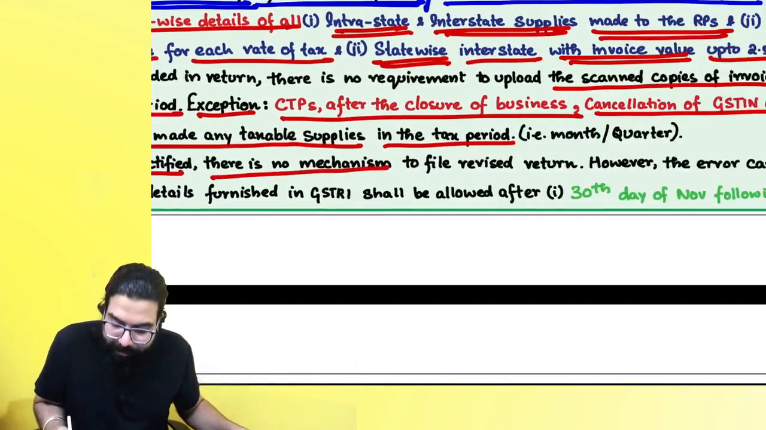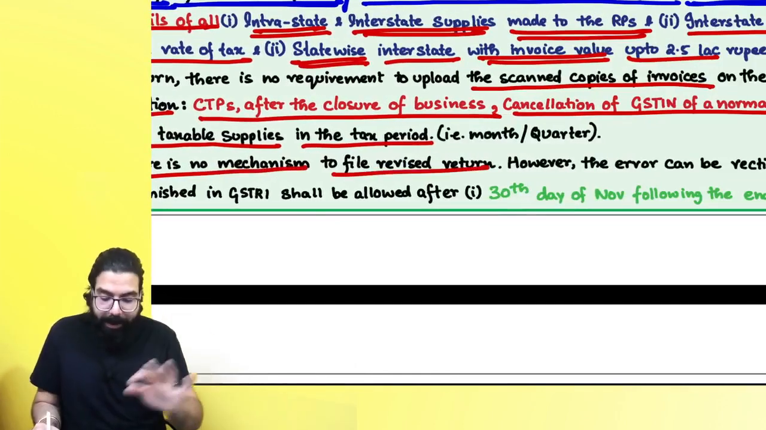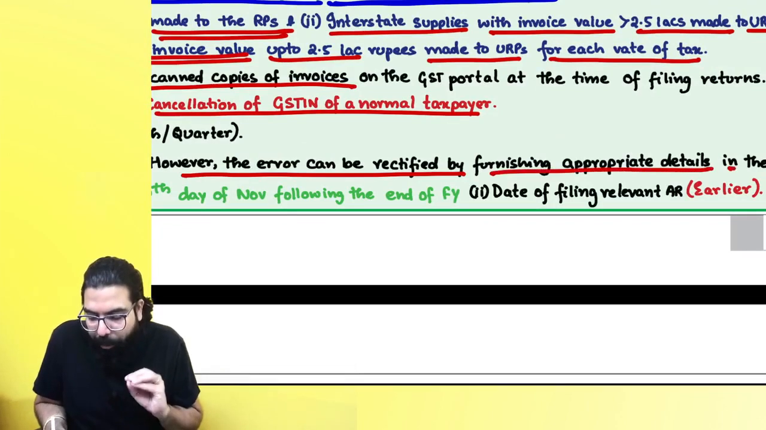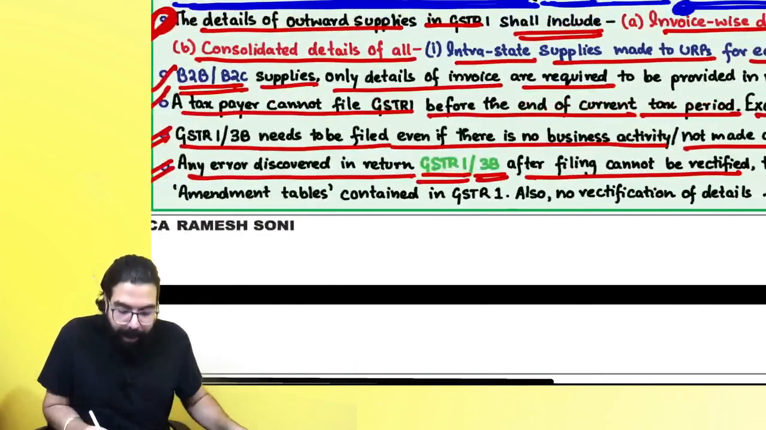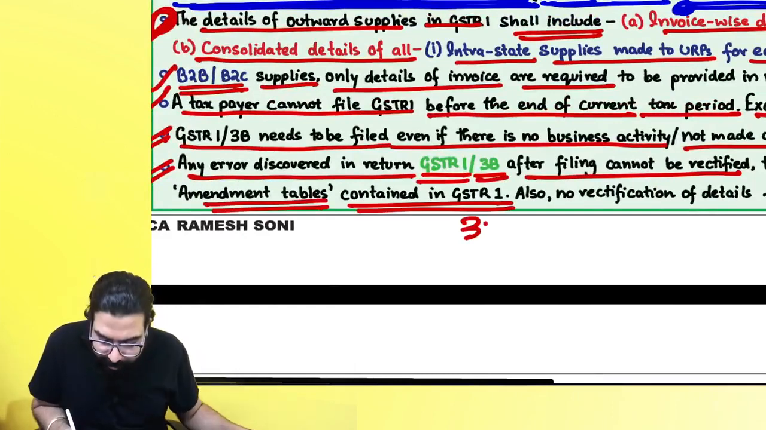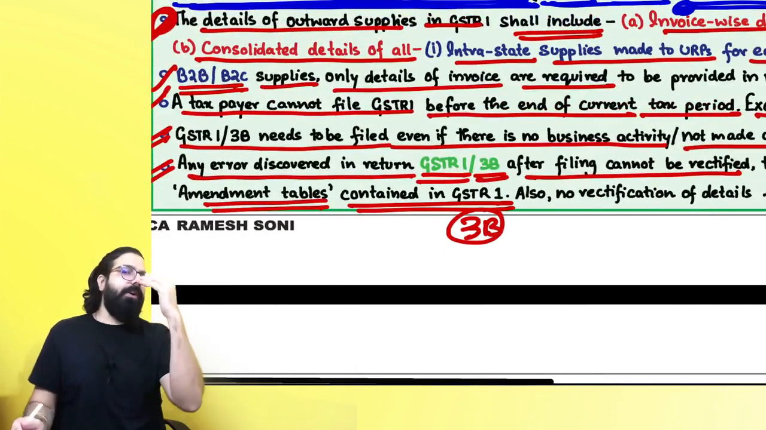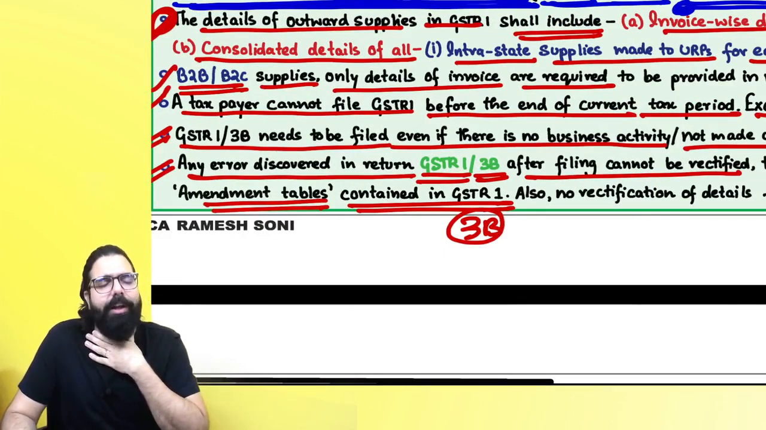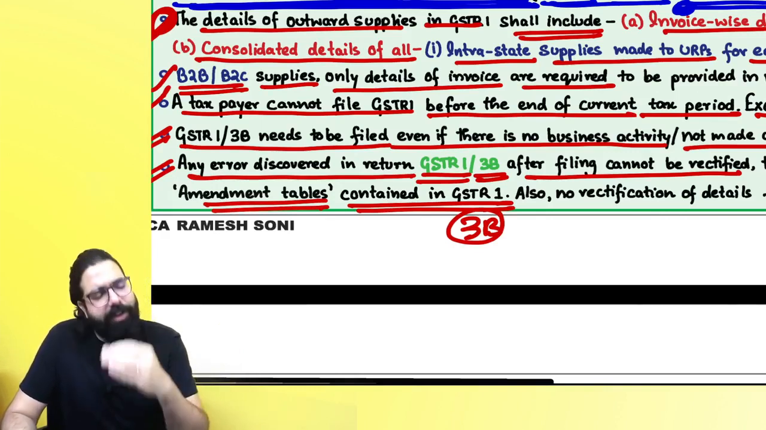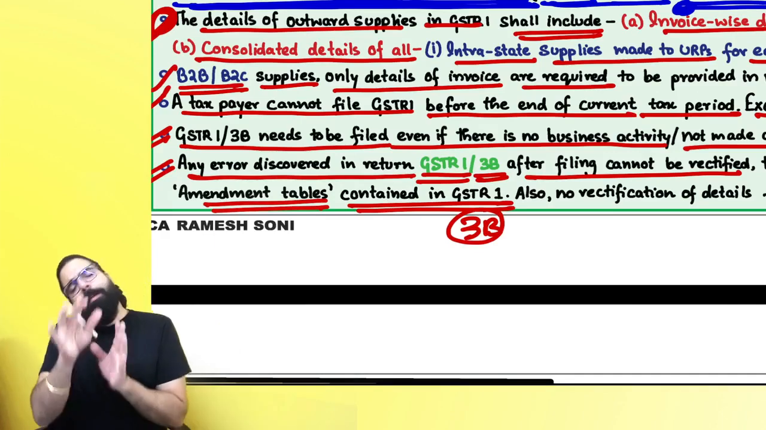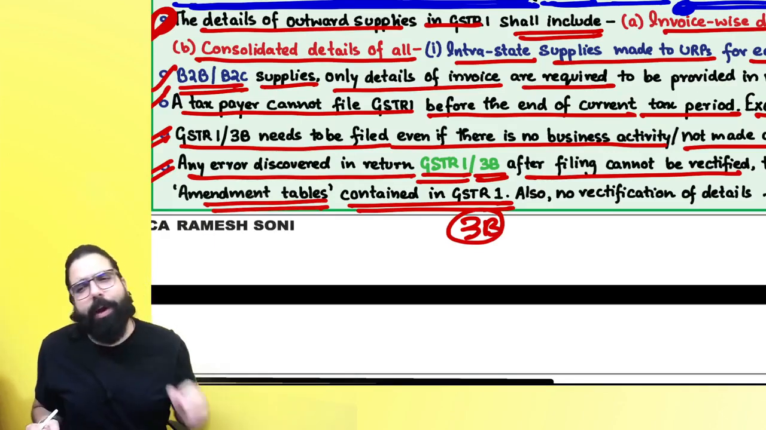There is no mechanism to revise the return, but the error can be rectified by furnishing appropriate detail in the amendment table contained in GSTR 1 or GSTR 3B. Means next month, or for the next period when you are filing your return, through the amendment table in your GSTR 1 and GSTR 3B, you can amend the previous return's details.